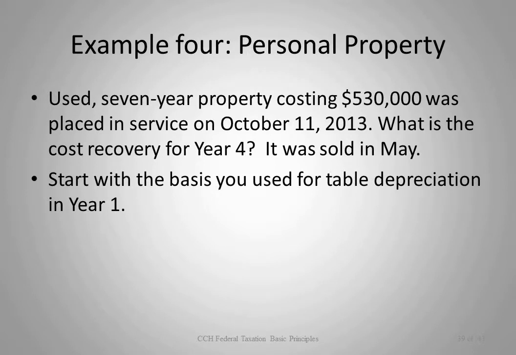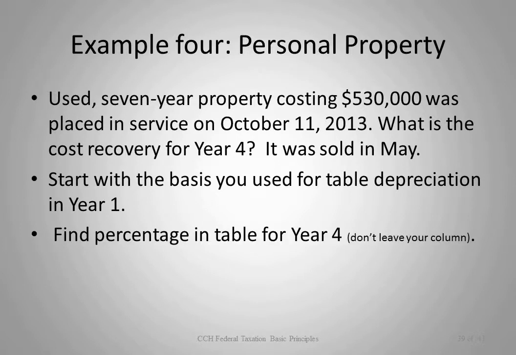All right, so we're going to start with the same basis we used for table depreciation in year 1. And on our facts, that was the whole $530 because we did not take any 1, 2, or 3 adjustments off of that number. But find the percentage in the table for year 4. People tend to jump columns here, right? You're all the way over in the 4th quarter and mid-quarter. People see that month of May and then want to jump over to the 2nd quarter, mid-quarter. But that ain't allowed, right? You must be loyal to your column. Your job in all cases is to move down from the original column and get to the appropriate row.